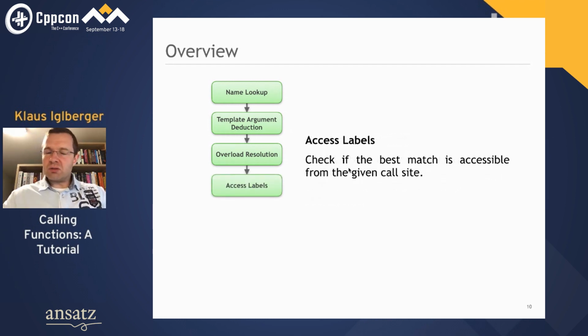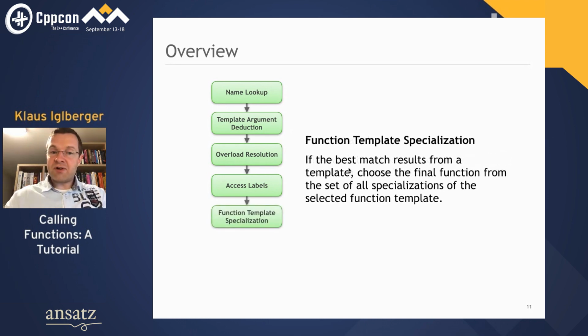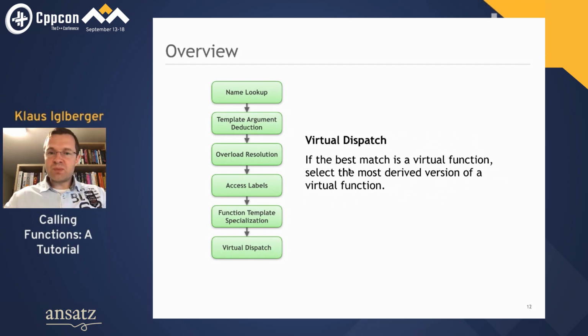This one function might actually be a member function. Then we should take a look at the access labels, so see if it actually can be called. The one selected function might be a function template. Then we also have to consider function template specializations, which is not quite as obvious as it sounds. And the selected function might be a virtual function. In that case, we have to trigger a virtual dispatch.